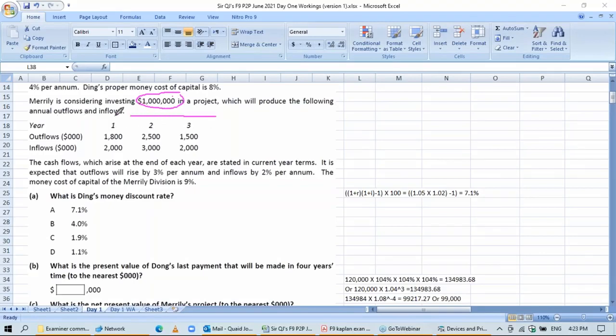So these are the cash outflows and inflows which I am highlighting in pink for the year 1, 2, and 3. And according to the question, it is expected that outflows are expected to rise by 3%. So first we will inflate these cash outflows and inflows by 2% per annum. And the money's cost of capital of the Merrilee division is 9%. So let's calculate the inflated cash flows first, and then we will calculate the present values in order to arrive at the net present values.